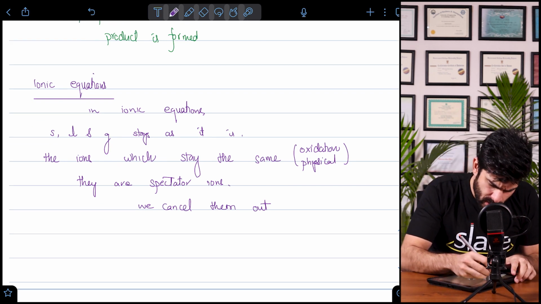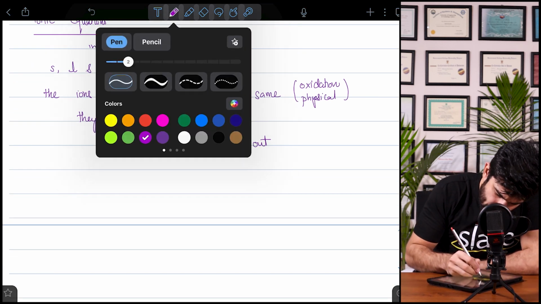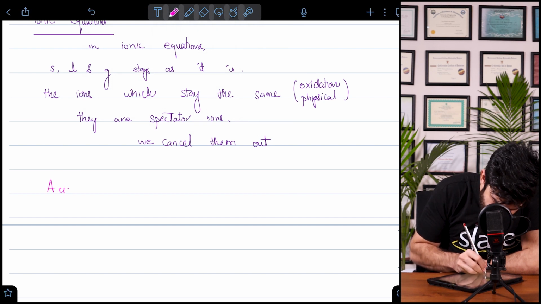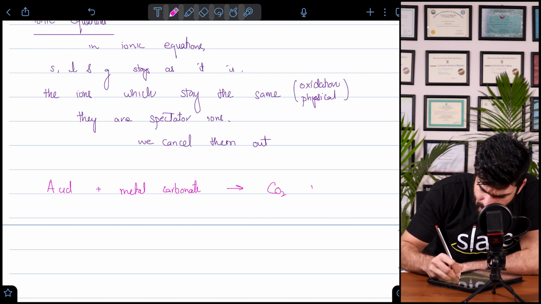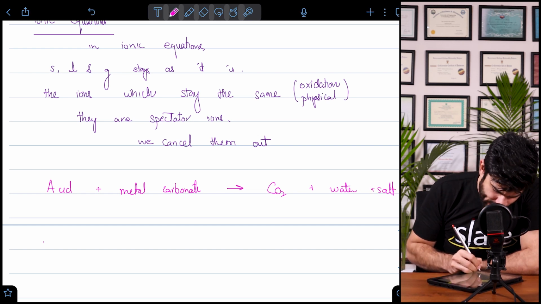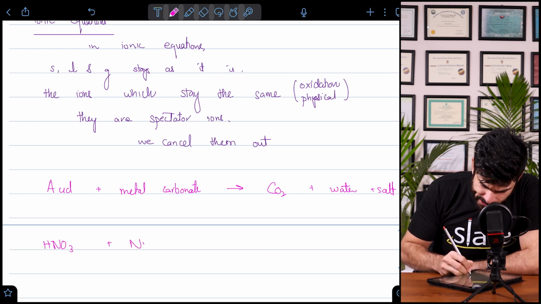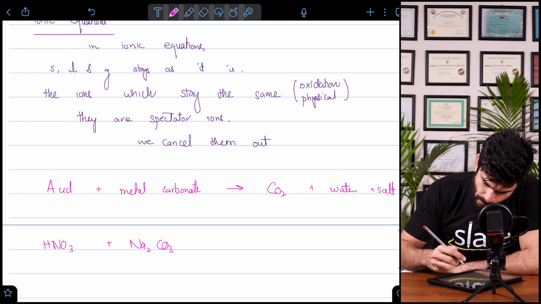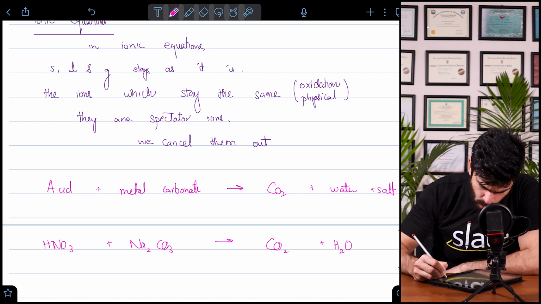Let's do a simple example, a very basic one. Acid plus metal carbonate will form carbon dioxide plus water plus salt. So let's do an example. For the acid, we take HNO3. Metal carbonate, Na2CO3. Carbon dioxide gas, H2O, and the salt will be NaNO3, 2 moles of NaNO3.